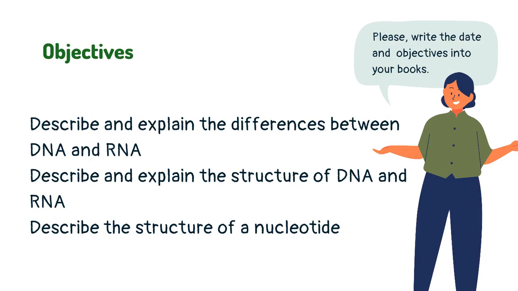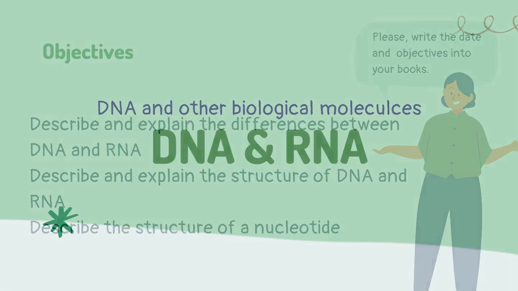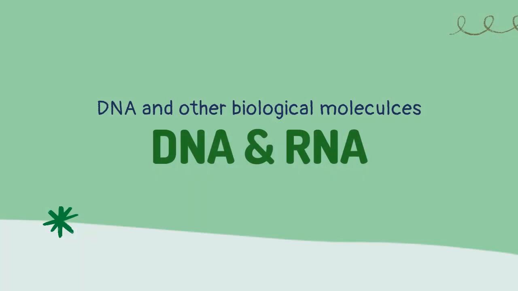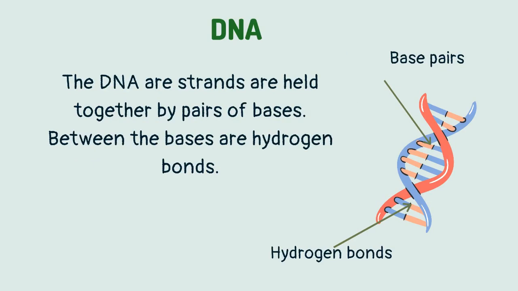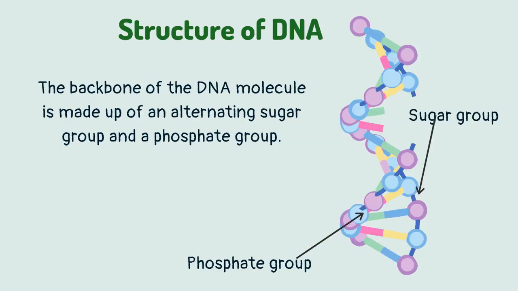Today you are going to learn about DNA. DNA and RNA. DNA is a double-stranded molecule. The DNA molecule is said to have a double helix shape as each strand is a helix. The DNA strands are held together by pairs of bases. Between the bases are hydrogen bonds. The backbone of the DNA molecule is made up of an alternating sugar group and a phosphate group.